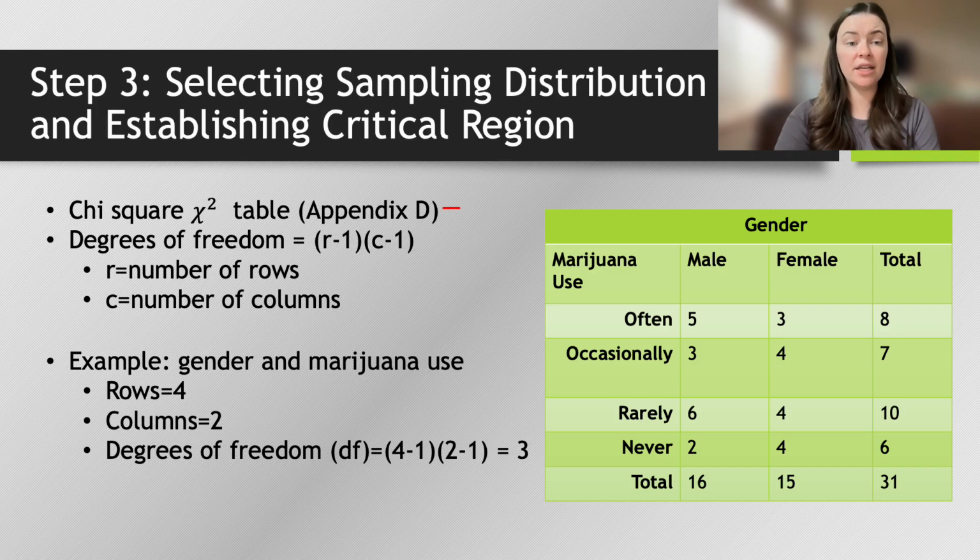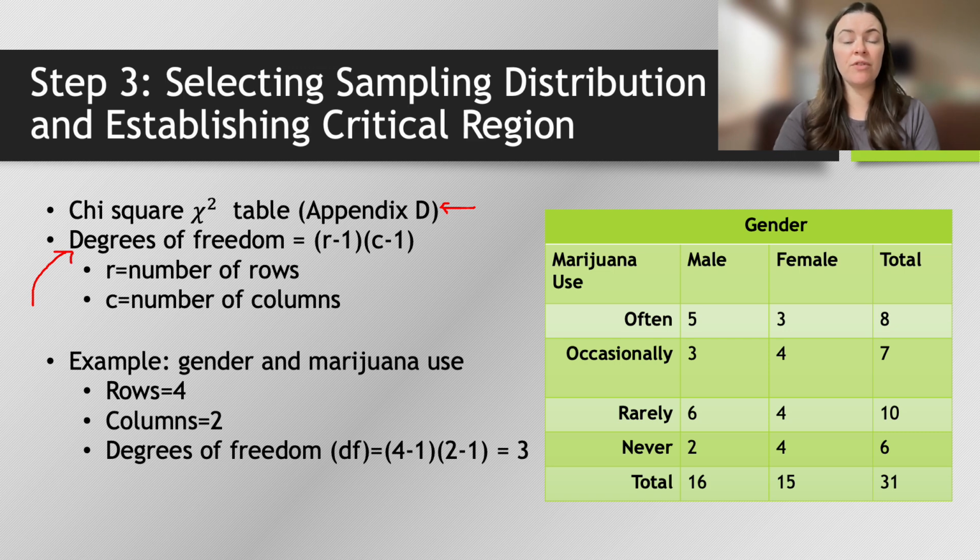And that is Appendix D. This is available both in your book and posted to Canvas, and we'll go over how to use this in just a moment. There are two elements that we'll need to determine in order to use Appendix D or our chi-square table. The first is called our degrees of freedom.